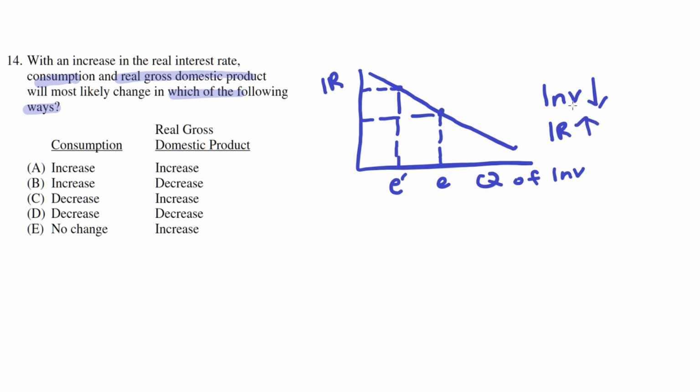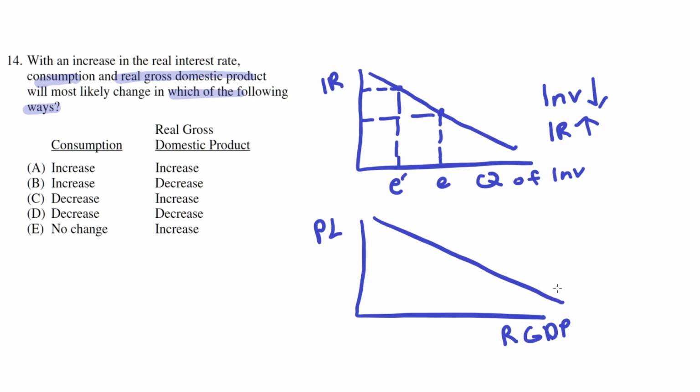Now, because of this relationship, we must now analyze the aggregate demand versus aggregate supply model to highlight how the consumption and real gross domestic product will change as a result. So for this graph, the x-axis represents the real GDP, and the y-axis represents the price level. For this graph, there are two sloping curves. The downward sloping curve represents the aggregate demand, and the upward sloping curve represents the short-run aggregate supply.